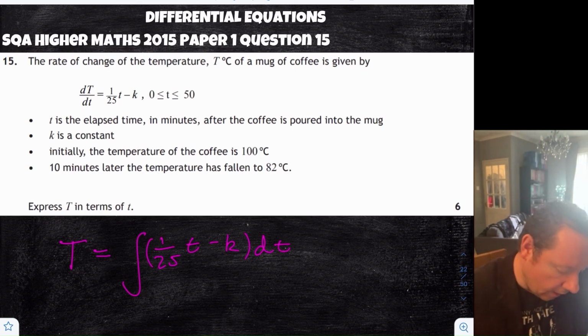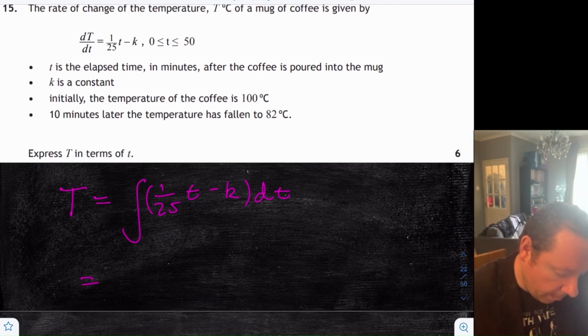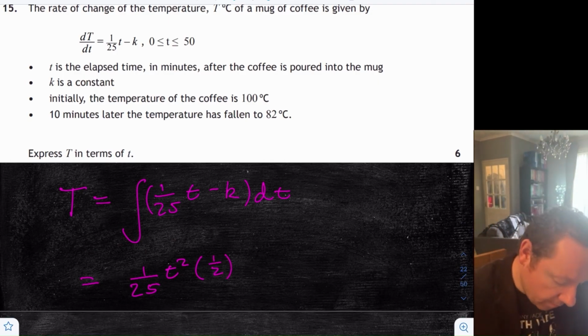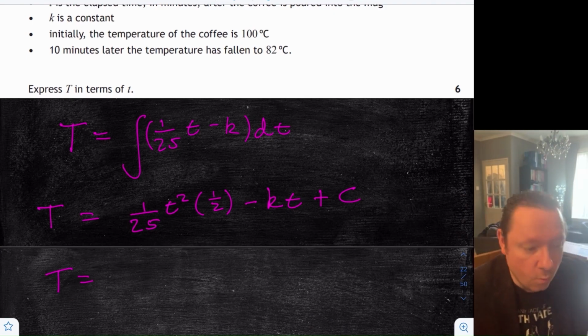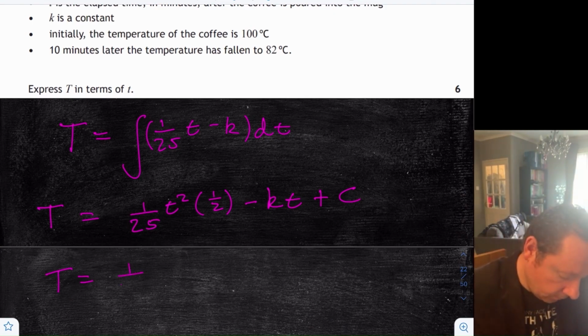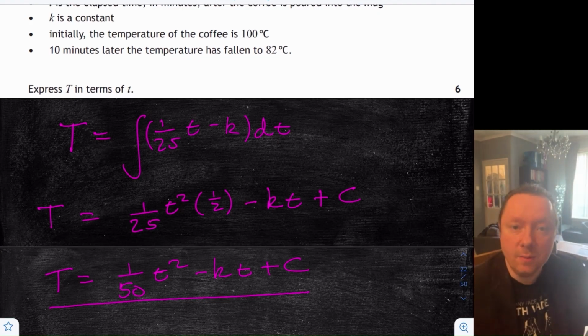So we'll just integrate and let's go. So we get 1 over 25 t squared, and then we times by a half because we divide by 2, and then minus k times t, but then we've also got plus c. So there is our integral. Let's just tidy that up. Dividing by a half, we get 1 over 50 t squared minus kt plus c. So there's our initial step, but then we need to eliminate that c.